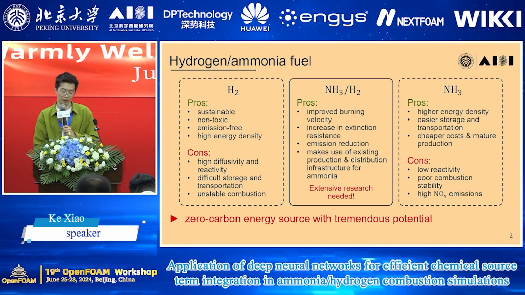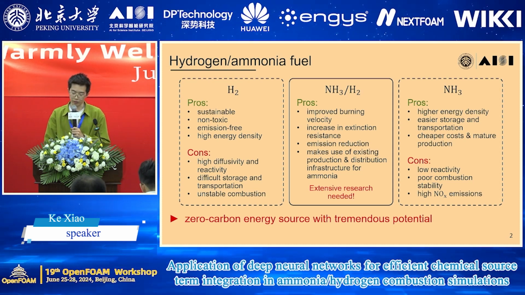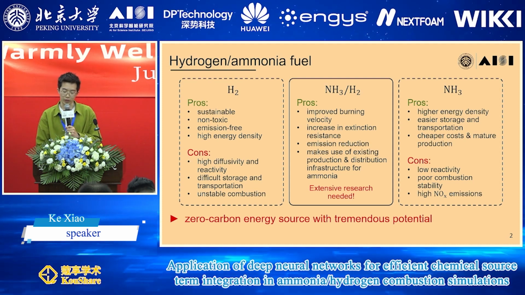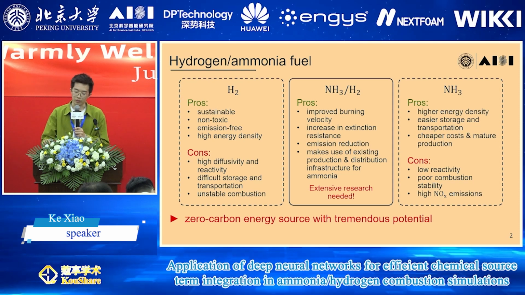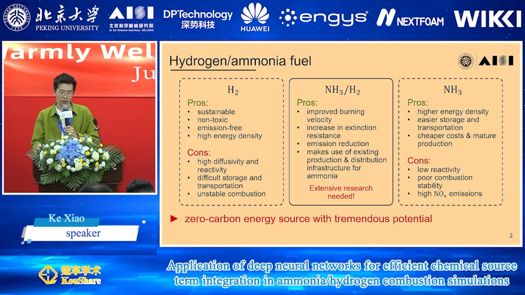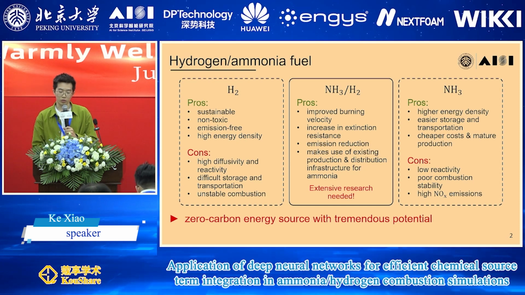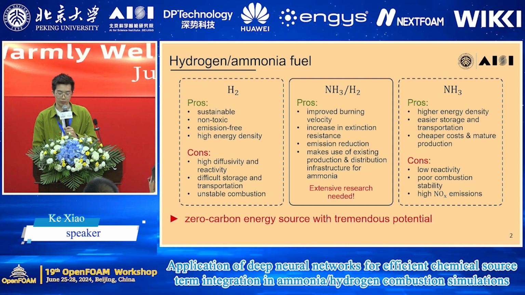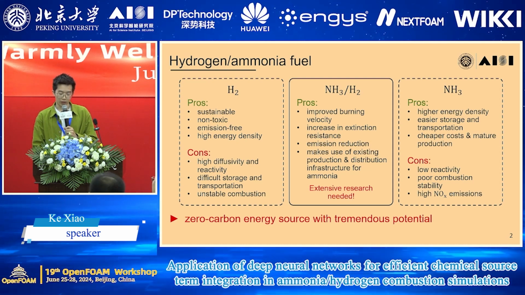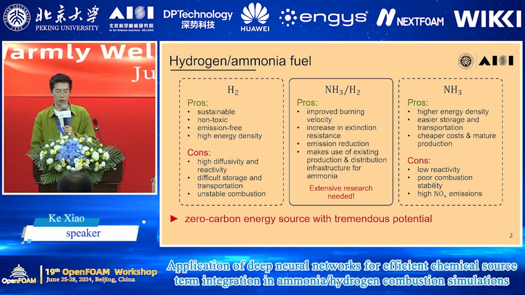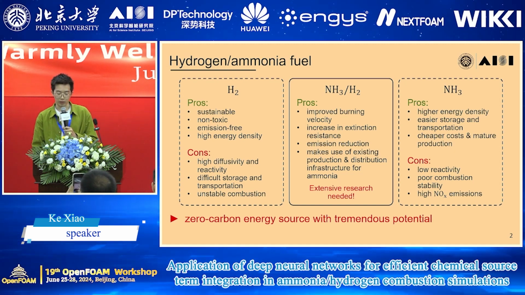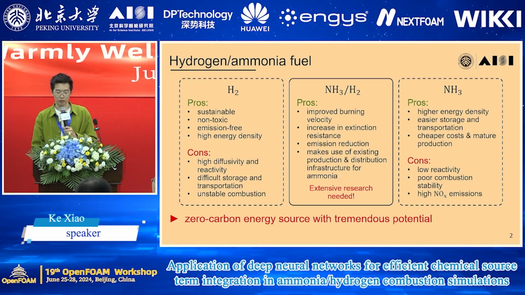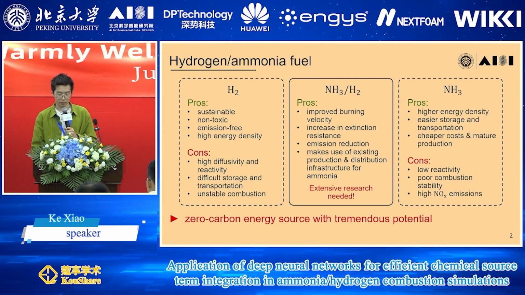Hydrogen is sustainable and emission free, but poses challenges in storage and transportation due to high diffusivity and reactivity. Ammonia, as a hydrogen carrier, on the other hand, has the advantages of easier and safer storage and transportation, but suffers from low reactivity and high NOx emissions. Combining hydrogen and ammonia offers a balanced solution, enhancing combustion stability and reducing emissions, aligning with sustainable development goals. This also calls for further research.